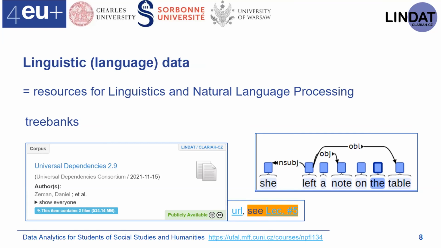Universal Dependencies, a framework to represent not only morphological information but syntactic information as well. As a reminder, here you can see a sentence: she left a note on the table, and this sentence has the following dependency tree represented according to the Universal Dependencies guidelines. Each node corresponds to one token in the sentence, and using the arrows, we visualize the dependency relation between the given two words.